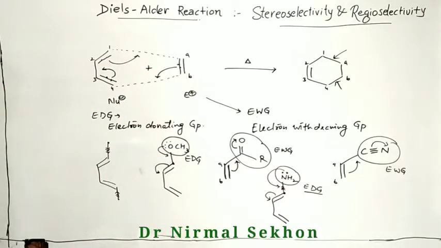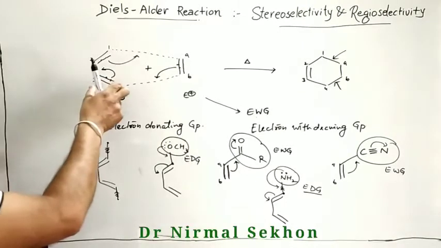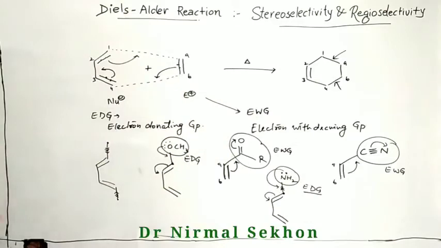So this is about the groups, how the reactivity of the diene and dienophile can be increased by adding some electron donating group to the diene and some electron withdrawing group to the dienophile.